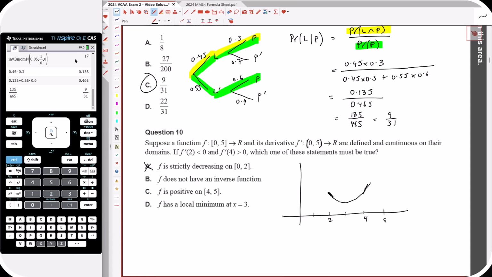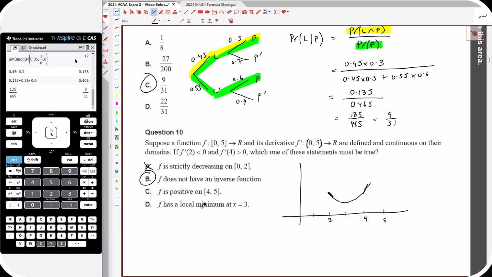So we've established that between 2 and 4 there has to be a turning point. And so therefore it's not a one-to-one function, and that means when we find the inverse, it won't be a function. And so B is definitely going to be correct. Let's just check the other options to make sure they're not true.